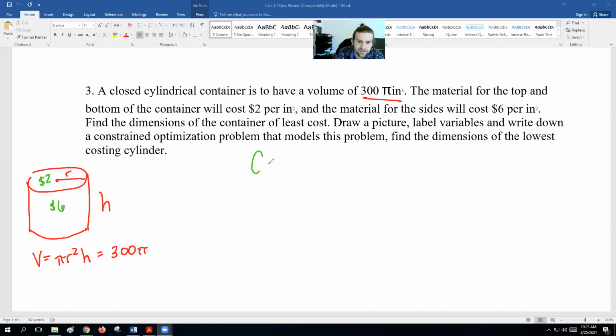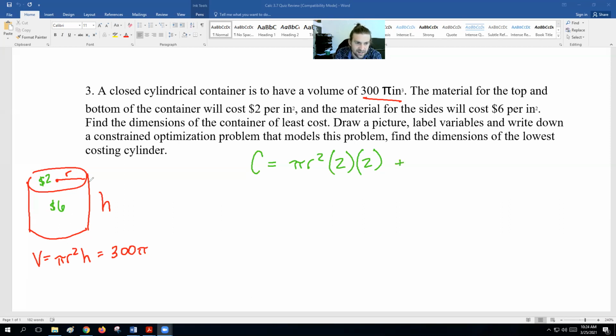Okay, so let's talk about the cost. The cost is a surface area problem, but multiplying by the height. So the surface area, we got 2 of these circles. Each circle has pi r squared for the area. We times it by 2 because we have a top and bottom, and then we times it by 2 because it's $2 for the top or bottom. So here's a circle, we got a top and a bottom, and they cost $2 each. All right, so there's the formula for the top, and then we got to add the sides.